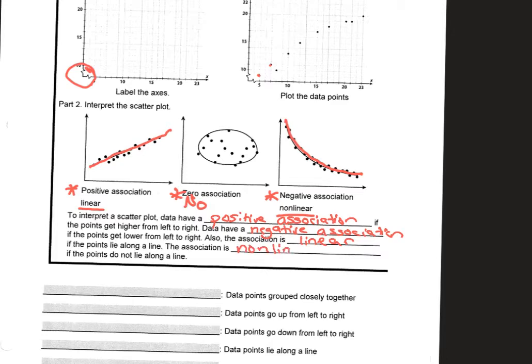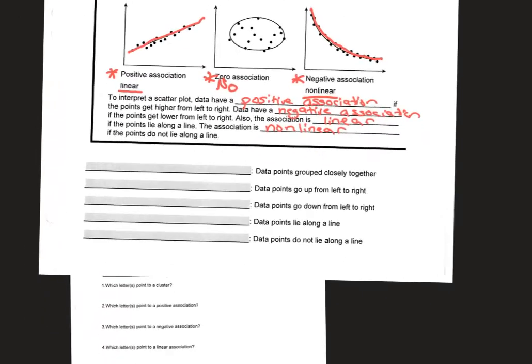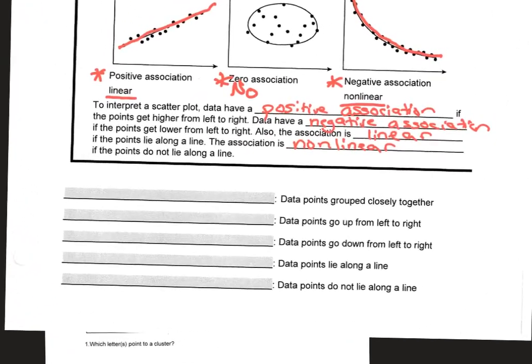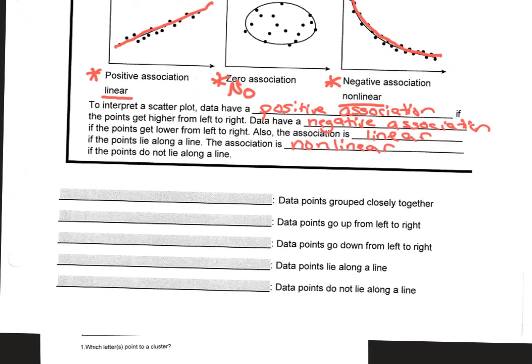And now when we talk about association, we start talking about what it represents. Maybe as one increases, the other increases, or as one increases, the other decreases, and we'll talk about that a little bit more later. Our last part on the front page says, data points grouped closely together is a cluster. We're just reviewing these.